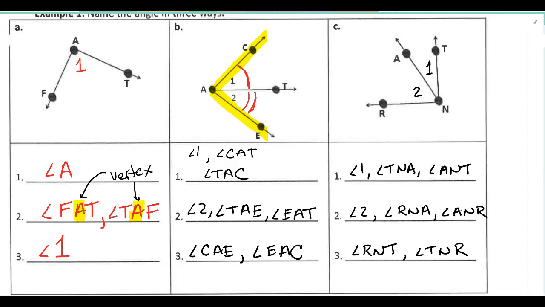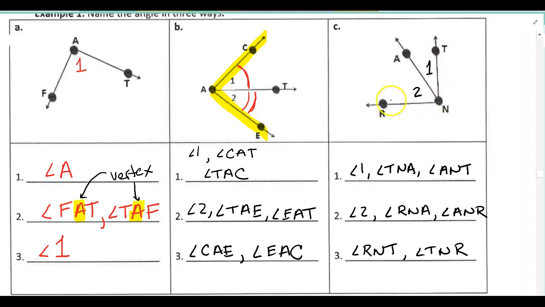All right, so I placed some numbers inside of these smaller angles here that make up the big angle. So I've got angle 1 here and angle 2 over there. Starting with angle 1, I could call it angle 1. And then using 3 letters, I could call it TNA, or I could reverse that and call it ANT. Then moving on to angle 2, I could simply call it angle 2. Or using 3 letters again, I could call it angle RNA. N is in the middle, that's my vertex. Or switch that around and call it ANR.